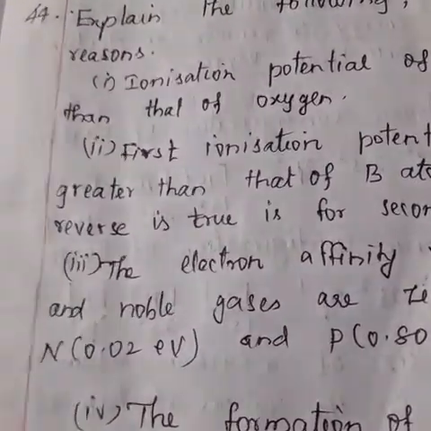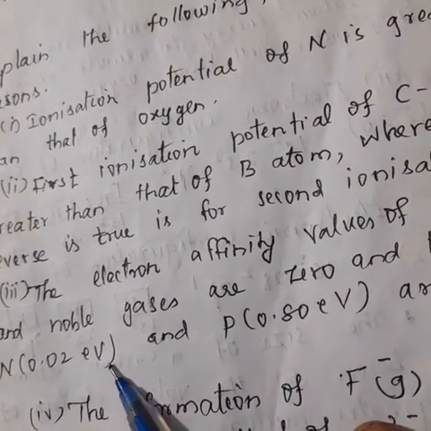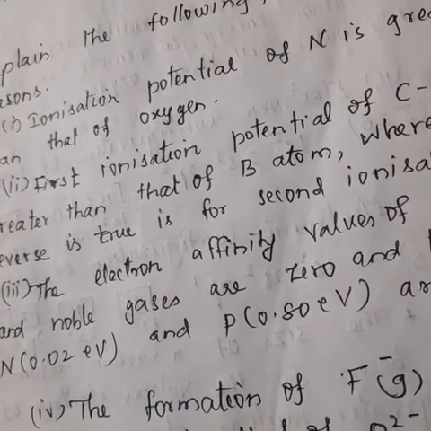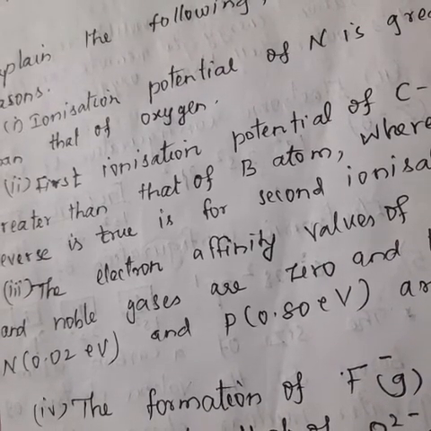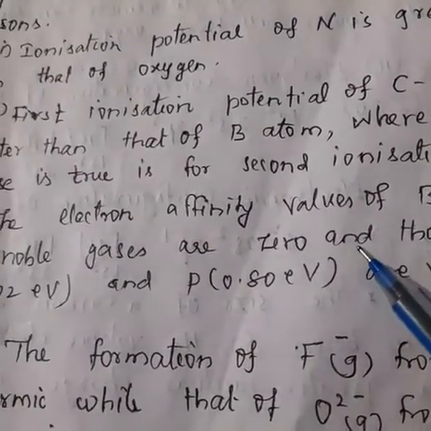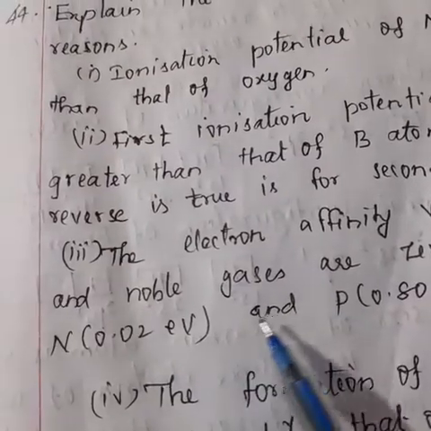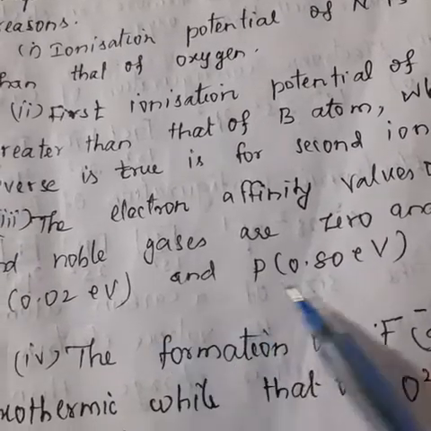The electron affinity. The electron affinity values of beryllium, magnesium and noble gases are 0, and those of nitrogen, 0.02 eV, and phosphorus, 0.80 eV, are very low. So what is the question? Our question is about electron affinity values. The beryllium, magnesium and noble gases have 0, and those of nitrogen and phosphorus are very low.